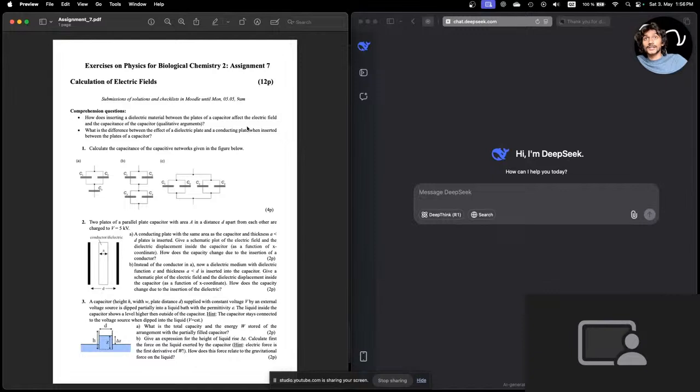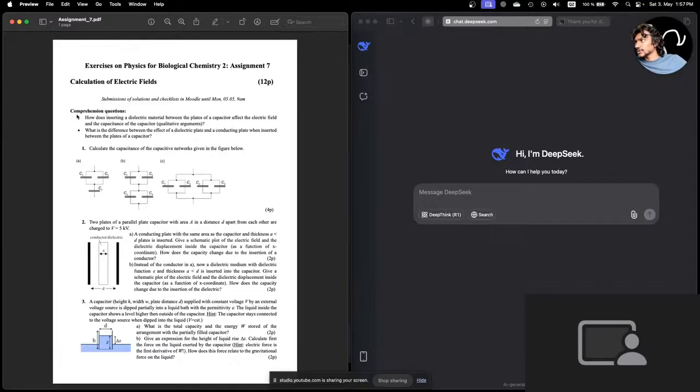The electric field between the plates decreases as the dielectric material polarizes and forms an opposite internal electric field, which reduces the overall electric field between the two capacitive plates. I guess I got that right. What's the difference between the effects of a dielectric plate and a conducting plate when inserted between the plates of a capacitor? If a dielectric plate is inserted, the capacitance increases. If a conducting plate is inserted, the capacitance does not change, I think. Yeah, it does not change.